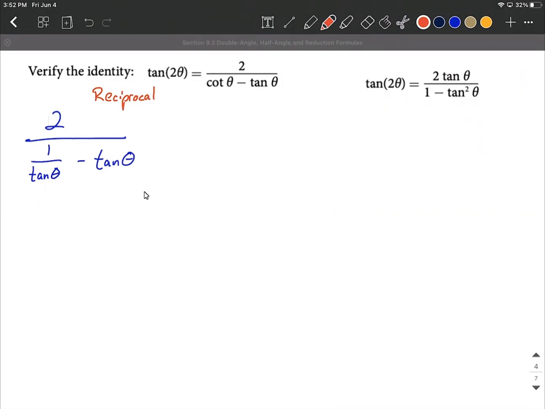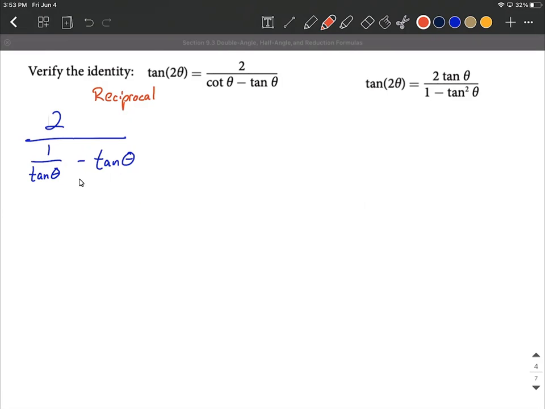Why I want this in terms of tangent instead of maybe sine and cosine this time is I notice that this is kind of where I want to end up, 2 tangent of theta over 1 minus tangent squared of theta. If I can make it look like this on the right-hand side, then we can replace it using this double angle formula with tangent of 2 theta. So that's why I kept everything in terms of tangent from the beginning, because I see the formula has tangents involved instead of sine and cosine.